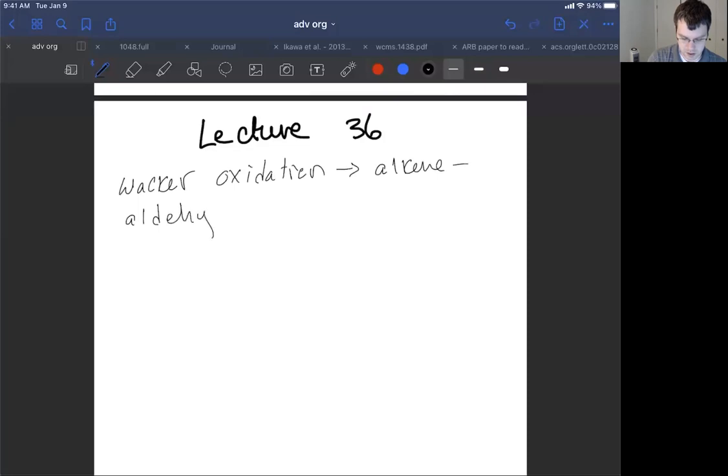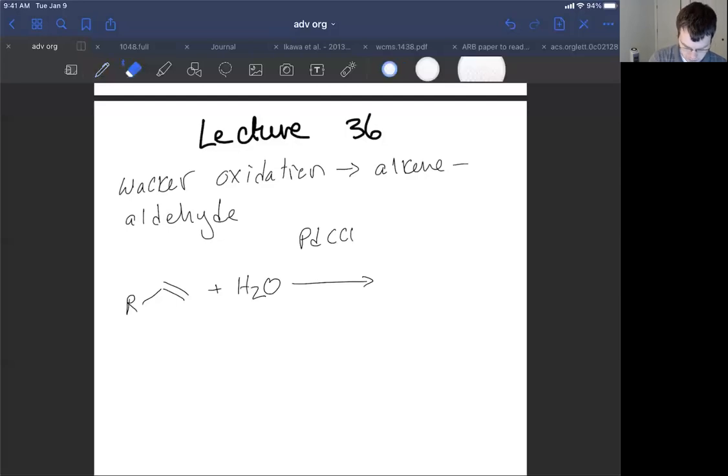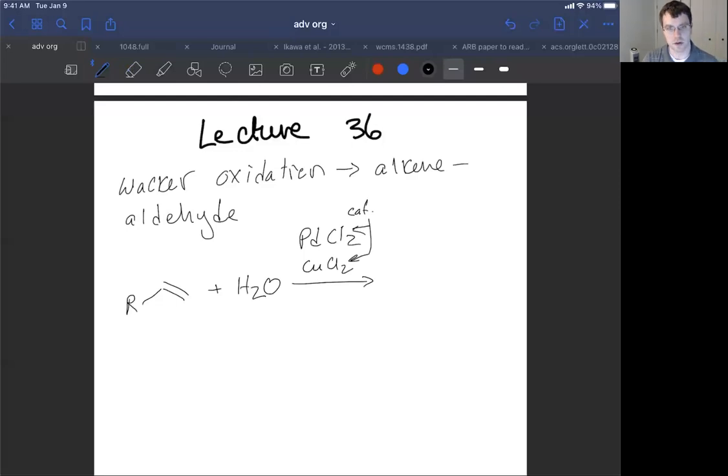So in the Wacker oxidation, we have some alkene source, and we're going to add that to water. And then over the arrow, we're going to have palladium chloride. So I don't need a parenthesis around there. Palladium chloride as a catalyst, and I have copper chloride as a catalyst. Both of these are the dichloride form. And then we're going to have oxygen.